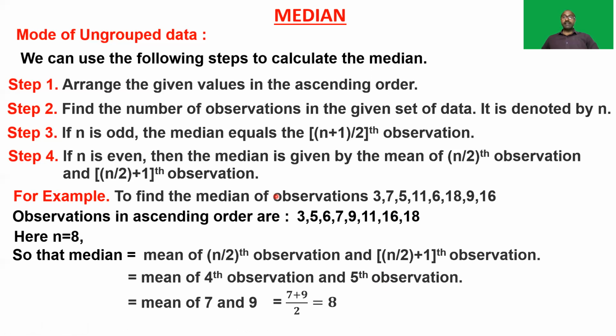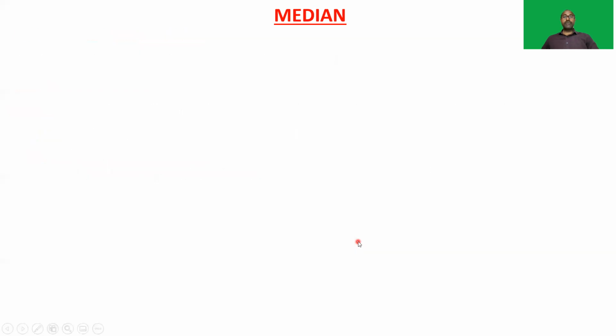If n is even, then the mean of middle values is the median of given observations, and if n is odd, then middlemost value, that is (n plus 1) by 2th observation, is the median of ungrouped data. Okay, so let us see how to find the median of grouped data.